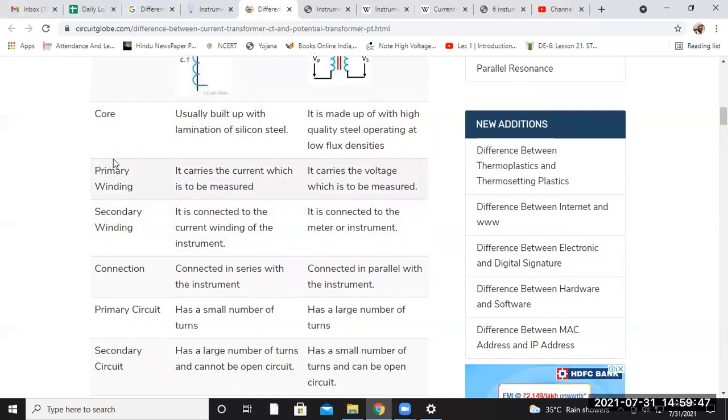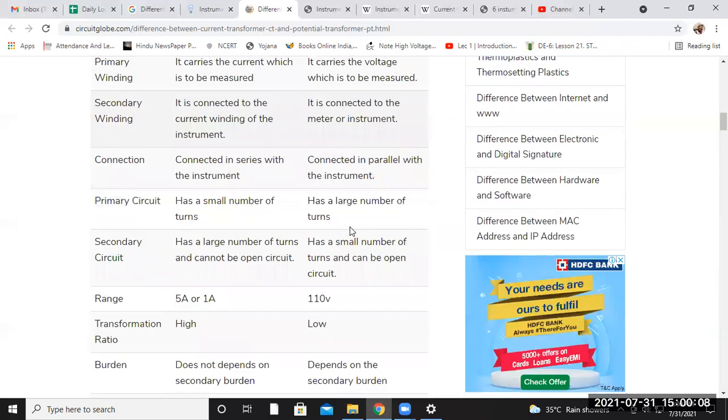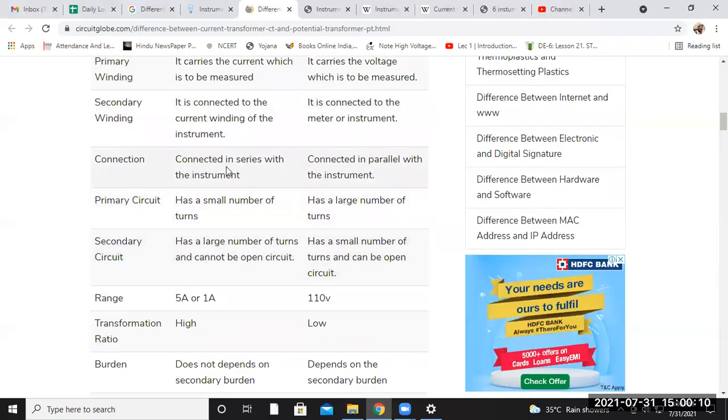Similarly, the next point regarding the primary winding: it carries the current which is to be measured. In the potential transformer, the primary winding carries the voltage which is to be measured. The secondary winding is connected to the current winding of the instrument. In the potential transformer, the secondary winding is connected to the voltage coil of the instrument. The current transformer is connected in series with the instrument, and the potential transformer is connected in parallel with the instrument. Or you can say this is a series transformer and this is a parallel transformer.